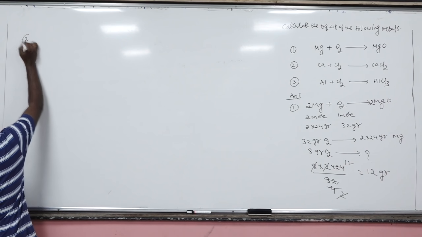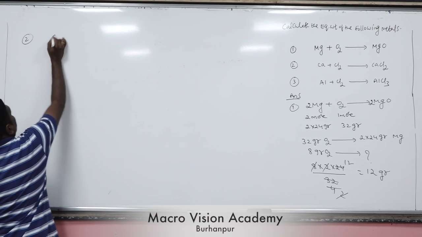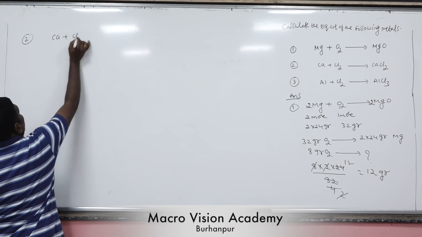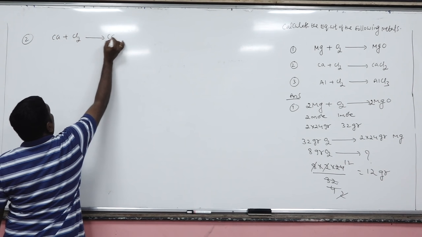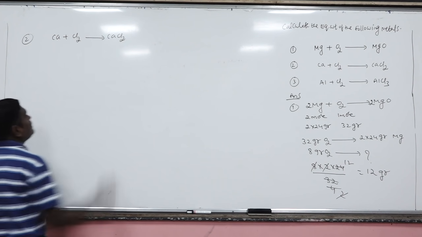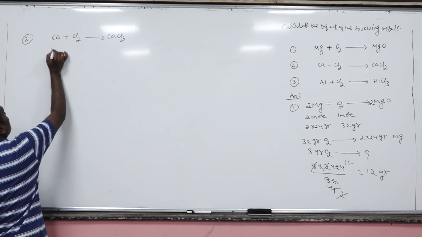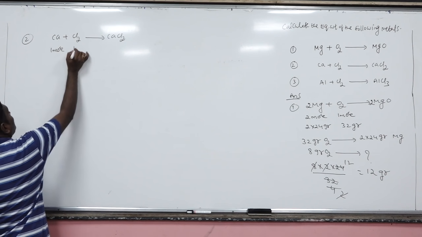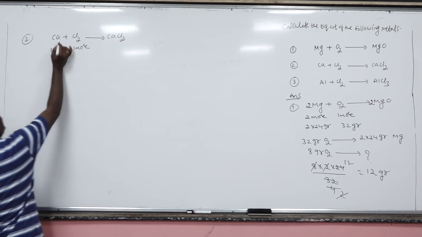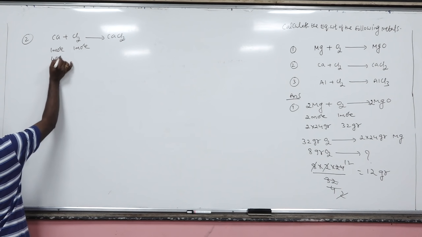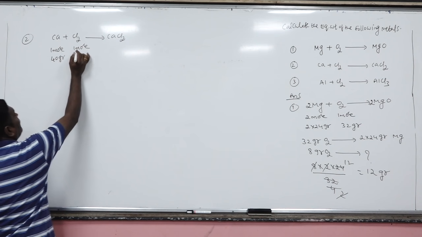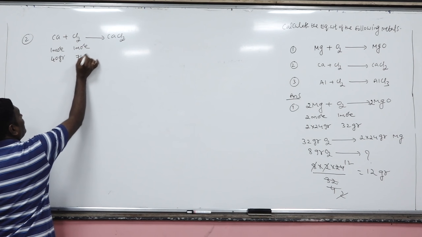Second problem. Calcium combined with chlorine to give calcium chloride. Yes, the equation is balanced. Now compare the moles of chlorine and calcium. 1 mole calcium, 1 mole chlorine. Do you know, the atomic mass of calcium is 40 gram per mole and chlorine is 71 gram per mole.